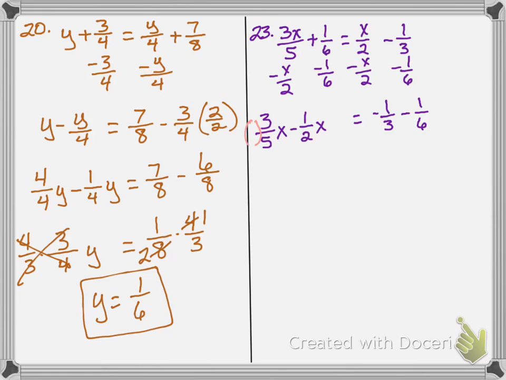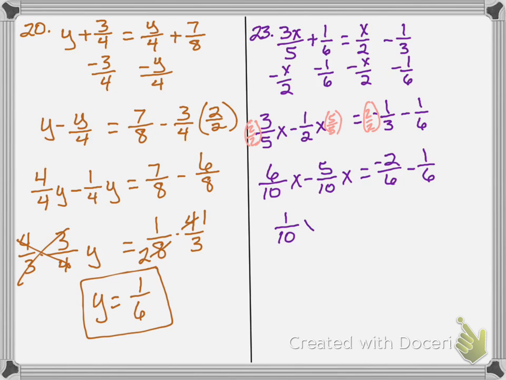Okay, I'm going to multiply the 3/5 by 2 over 2, and the negative 1/2 by 5 over 5. Multiply the 1/3 by 2 over 2. That gives me 6/10 x minus 5/10 x is equal to negative 2 over 6 minus 1 over 6. That gives me 1/10 x is equal to negative 3 over 6, or 1/10 x is equal to negative 1/2. Multiply that by 10 over 1 on both sides.